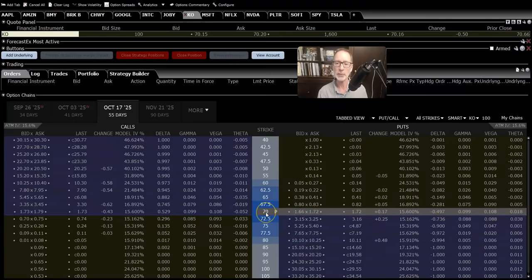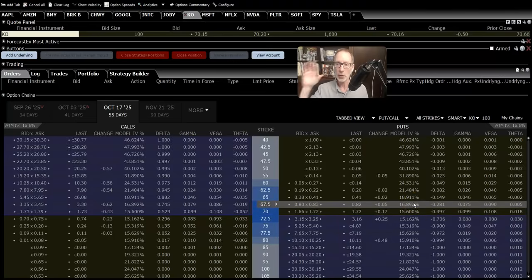And if you do the 70 puts, which are at the money, they typically have somewhere in the 50% range. So if you scroll over, it's just under 50% here, meaning it's a coin toss. Based on when you sell that contract, with the stock right near $70, typically you're going to have a 50-50 chance of you having to buy the shares at expiration.